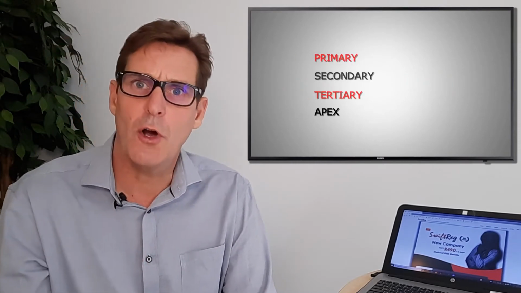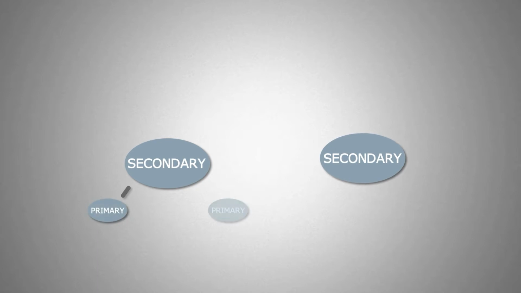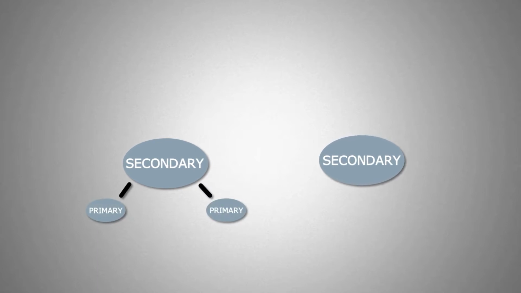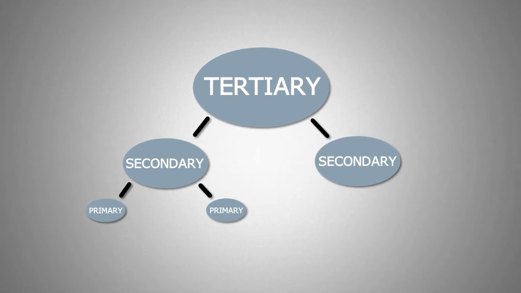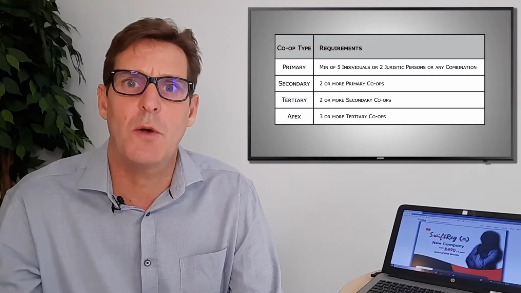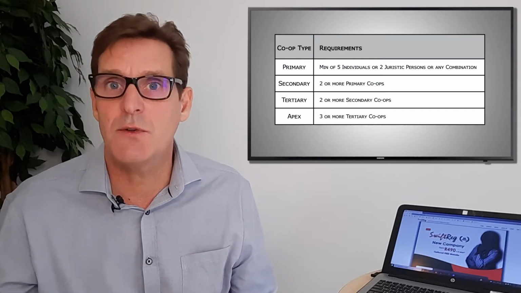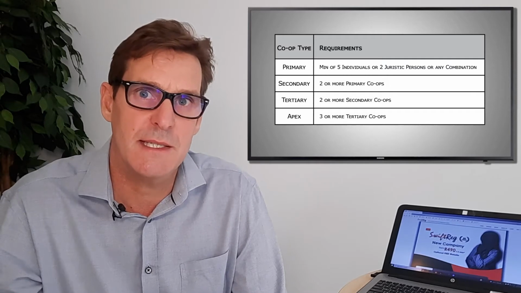In South Africa, there are 4 types of co-ops, namely primary, secondary, tertiary, and apex. When starting a new co-op, it will always be a primary co-op. The remaining types of co-ops are simply groups of existing primary co-ops which have joined together to form larger and larger co-ops, as can be seen in this table. The logic behind grouping co-ops together is to achieve greater representation and more bargaining power when conducting business. But for the purpose of this video, we will focus on primary co-ops, which is the most common.